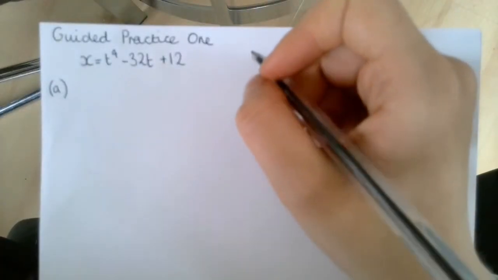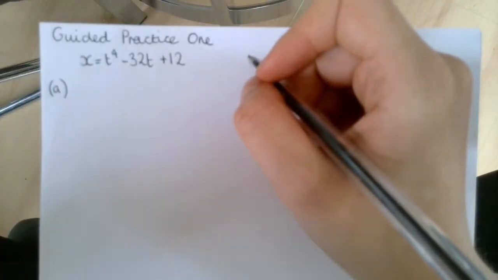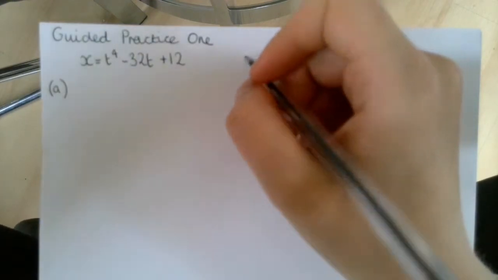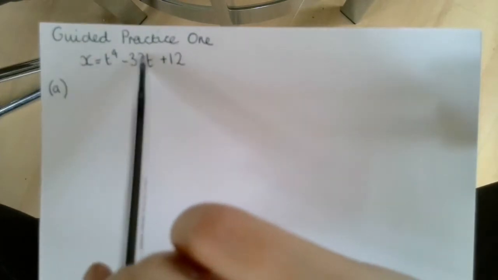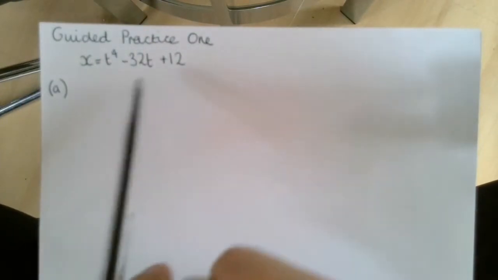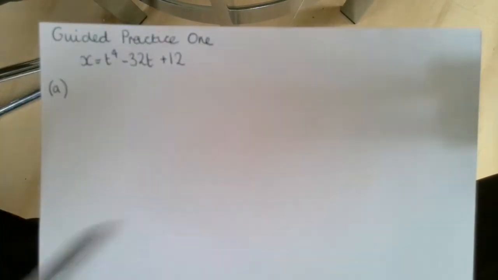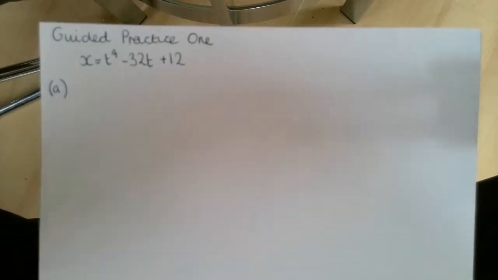For this question, we've got a particle P that's moving on the x-axis. At time t seconds, the displacement x meters from O is given by x equals t to the power of 4, subtract 32t plus 12. For part A, we're asked to find the velocity of P when t equals 3.